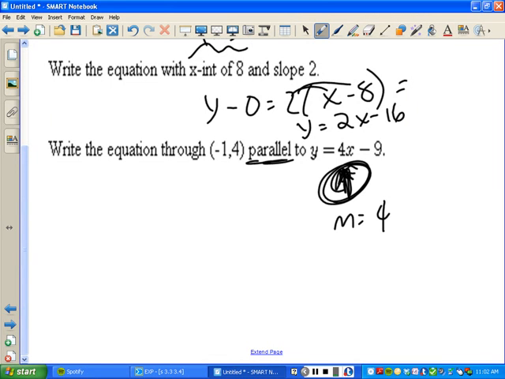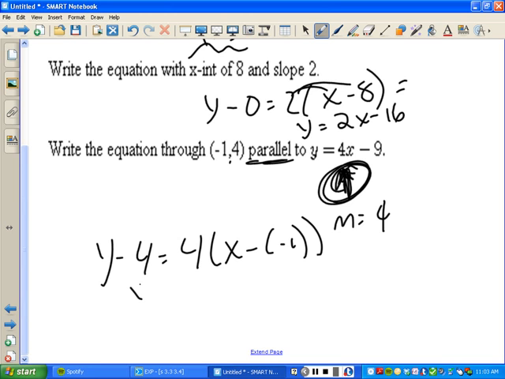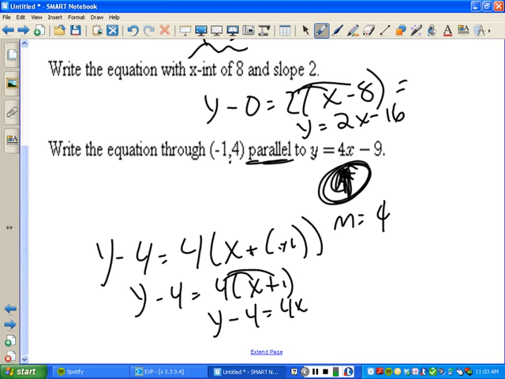Y equals... m is 4. So write the equation that has slope 4 passing through this point. Y minus y1 equals m times x minus x1. In case you're wondering, I may be the worst Pictionary player in the history of Pictionary. Y minus 4 equals 4 times x plus 1. Negative and negative becomes positive. Y minus 4 equals 4x plus 4. Add 4, y equals 4x plus 8.